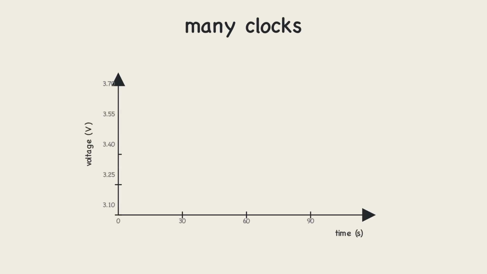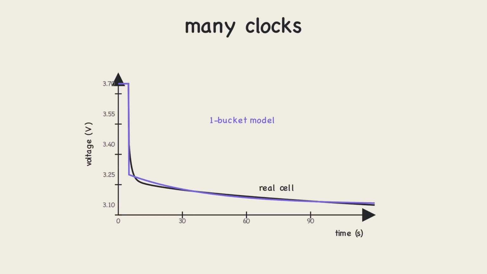Last chapter, one bucket took us most of the way. But it never quite fit. Look closely, our one bucket model misses at the start. And it drifts away in the long tail. One bucket keeps one clock, a real cell keeps many.